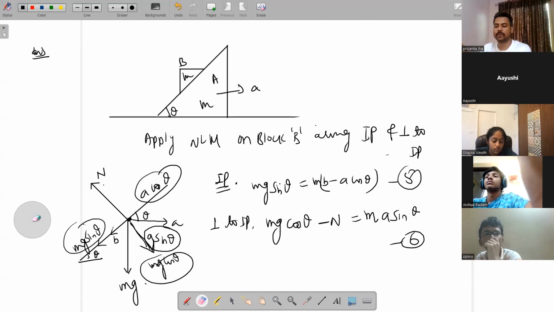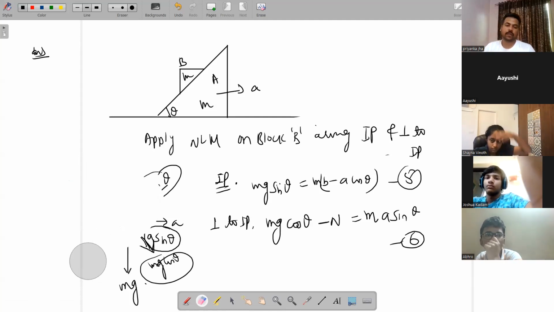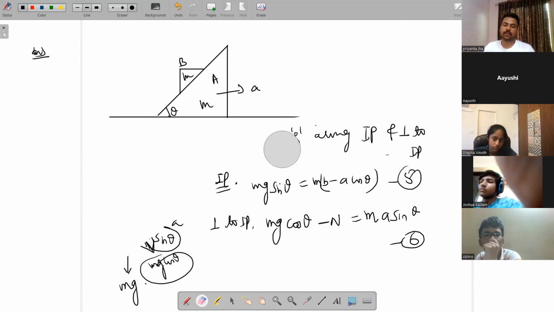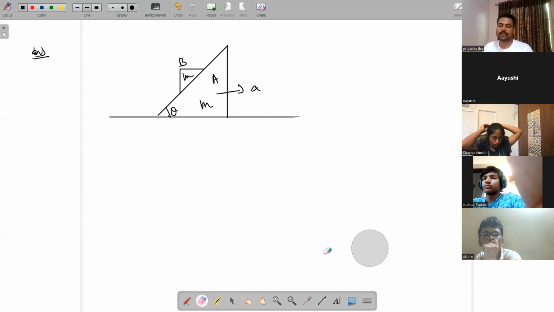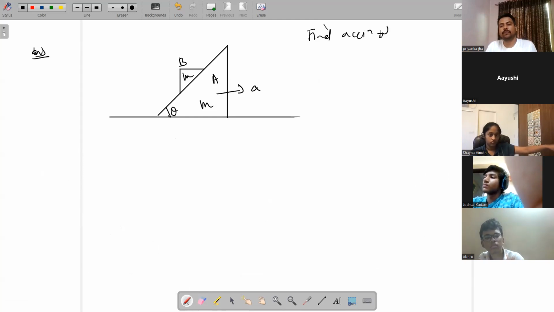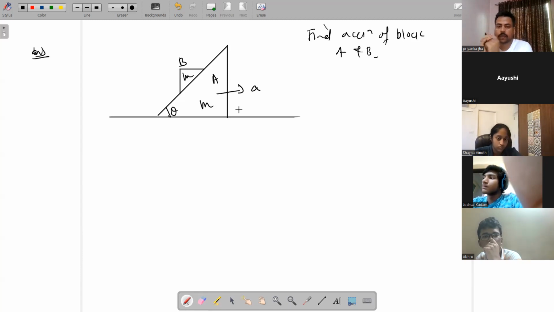Everyone noted? Okay, now see. Now I'll tell you the shortest way. I have to find the acceleration of both the blocks, block A and B. I have to write a minimum number of equations. So you just have to assume that this is the acceleration of B with respect to the wedge.